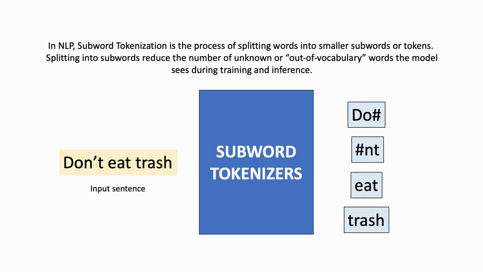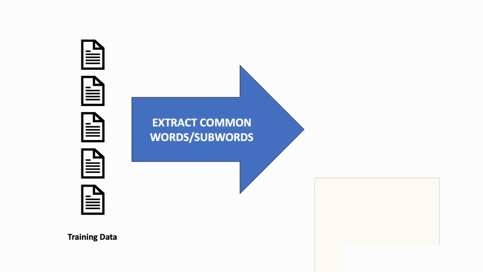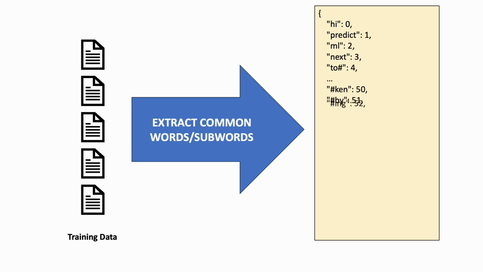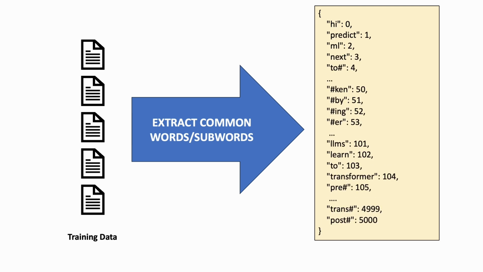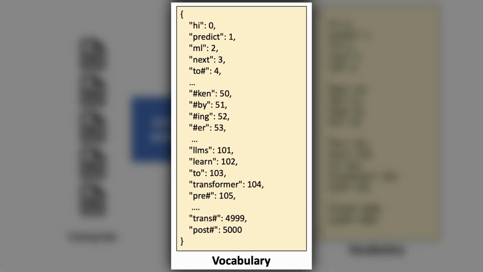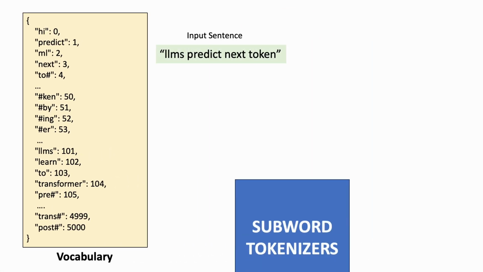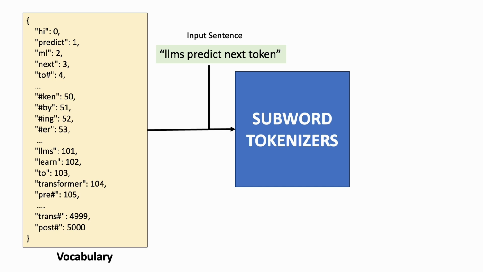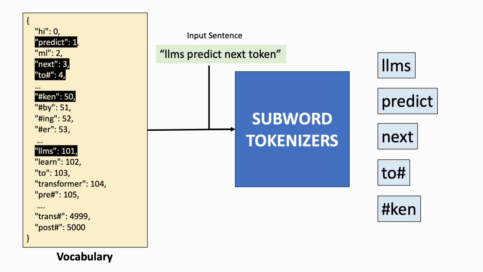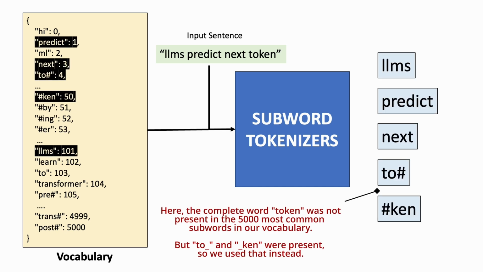Given our training data, we find the most common words or subwords in our corpus often through a technique called byte pair encoding. Say we would find the 5,000 most common subwords in our training dataset and construct a fixed vocabulary with these subwords. Given a new word, we would check if our vocabulary contains the complete word, but even if the complete word is not present, we would simply break it up into a sequence of subword tokens that are present in our vocabulary.